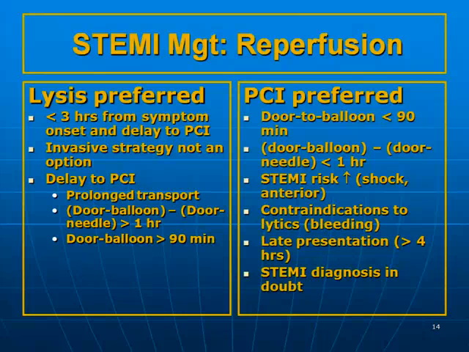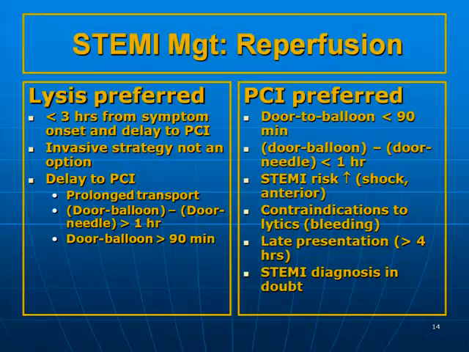And then again, the issue of delay to transport or delay to PCI. If the transport is going to be prolonged, we talked about this just a minute ago, but if the door to balloon compared to door to needle time is going to be longer than an hour, when the normal delay is about an hour, but if the delay is going to be longer than an hour, particularly if it's going to be an hour and a half, 2 hours, then lytics would be preferred, especially if it's early, first 6 hours.